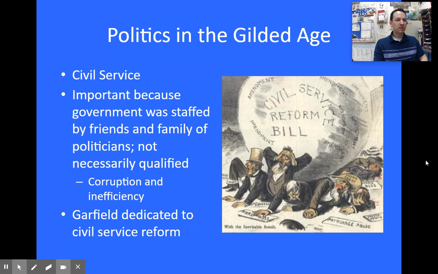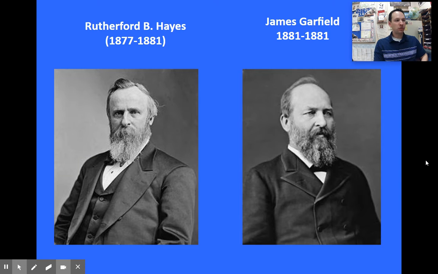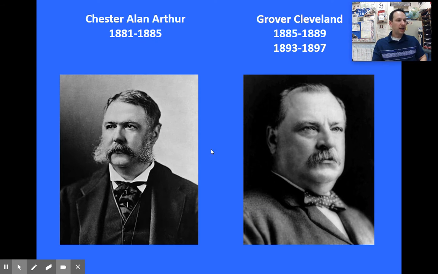What civil service reform is trying to do is clean up the government, trying to limit corruption and inefficiency. So in order to get a lot of government jobs, now you have to take a test. This was passed in 1883 under the Pendleton Civil Service Act, which was signed by Chester Alan Arthur. We'll get to him in a minute.